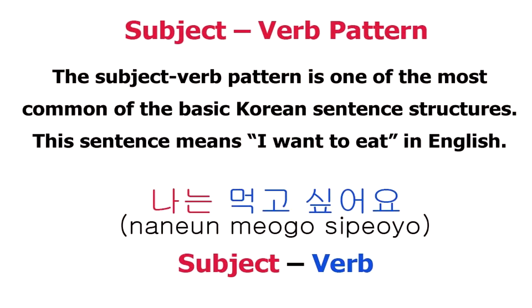The subject-verb pattern. The subject-verb pattern is one of the most common of the basic Korean sentence structures. Example: 나는 먹고 싶어요. This sentence means I want to eat in English. In this sentence, there are no objects involved. We only have a subject at the beginning and a verb at the end of the sentence.